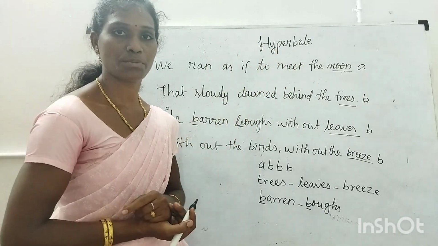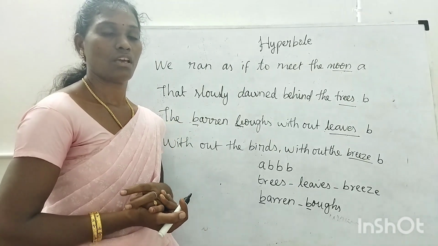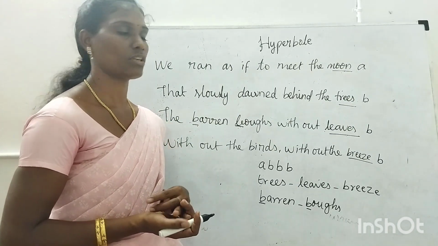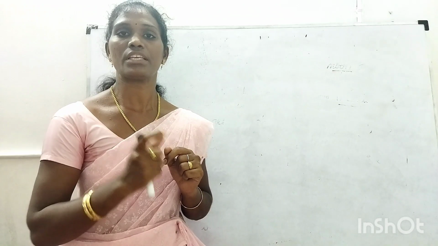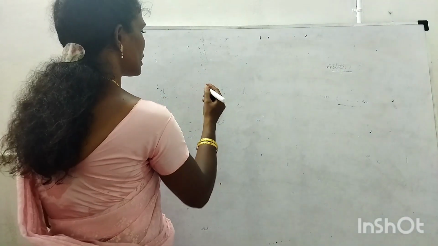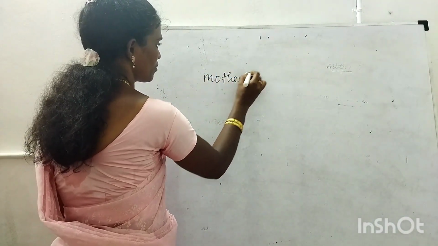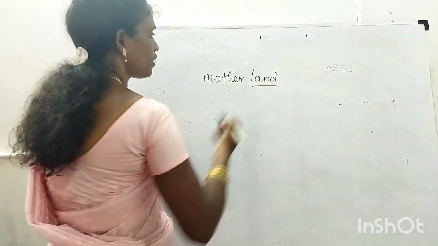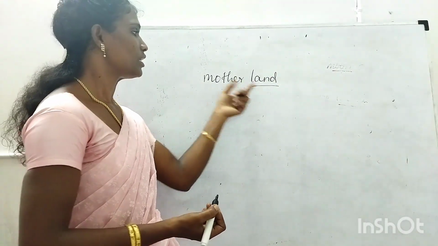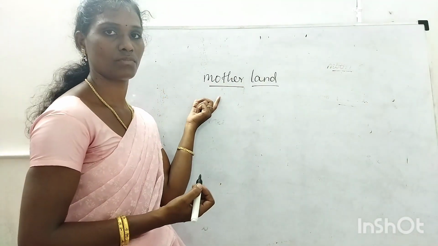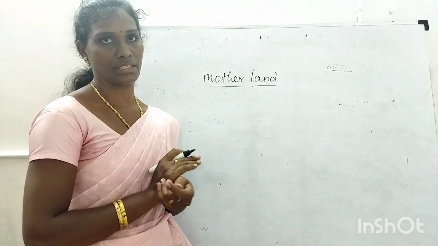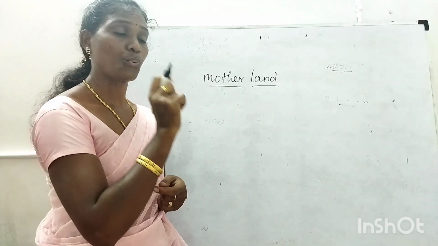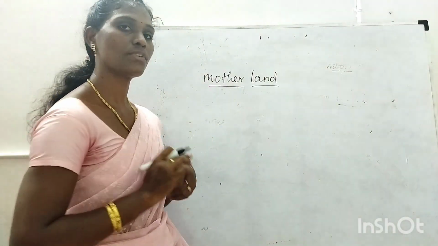And there are some other figures of speech, isn't it? Personification, metaphor, simile. What is personification? Non-living things mentioned as living things. For example, we can say motherland. Non-living things compared with living things. Non-living things talk like living things. ஒரு உயிரில்லாத ஒரு பொருளுக்கு ஒரு உயிரோட்டம் கொடுத்து பேசுறதா நம்ம என்னன்னு சொல்லுவோம் personification.